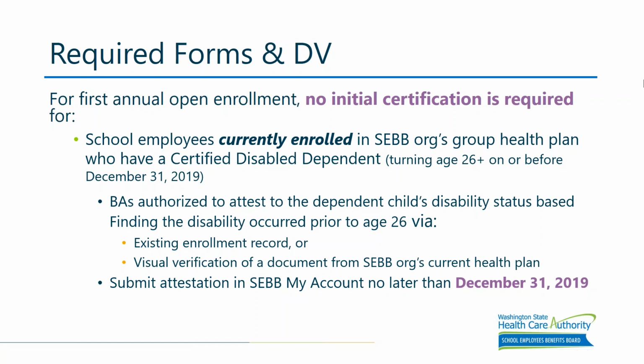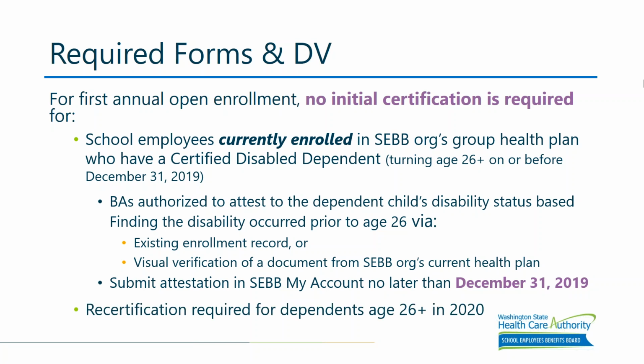What this does is it allows the subscriber to not have to go through the certification process for first annual open enrollment, but they will have to recertify in plan year 2020. The SEBB program will contact the subscriber and let them know when it's time to recertify their dependent. And Amanda will show you what this is going to look like in SEBB My account later on.